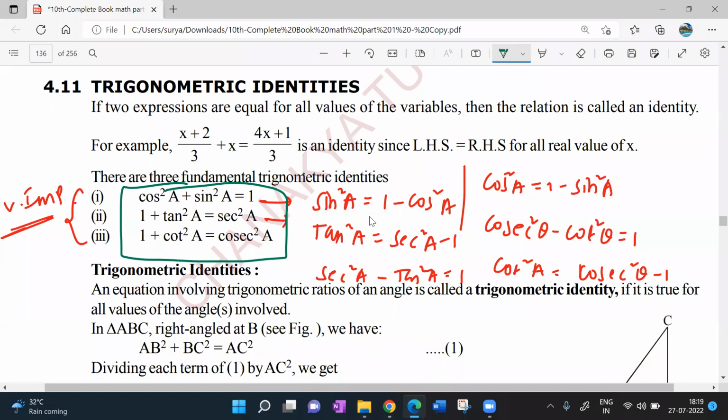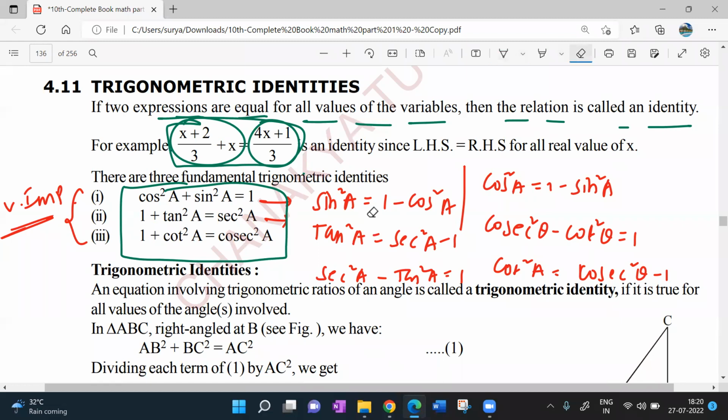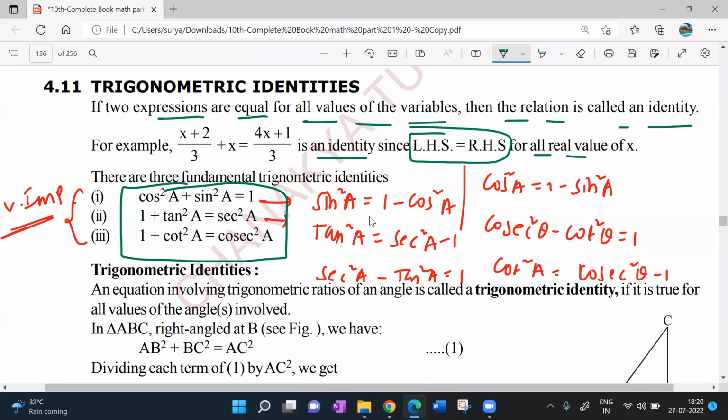No, sir. Trigonometric identities, basically what is the meaning of that? If two expressions are equal for all values of the variables, then the relation is called an identity. We know that. For example, this expression has to be equal to this expression. It is an identity since LHS equals RHS for all real values of x. There are three fundamental trigonometric identities: cos square A plus sin square A is equal to 1, 1 plus tan square A is equal to secant square A, and 1 plus cot square A is equal to cosecant square A.